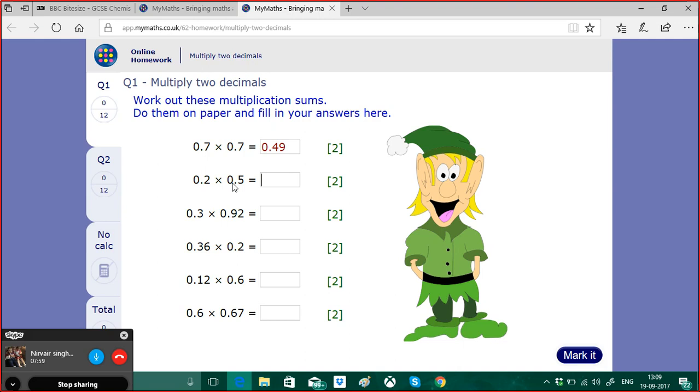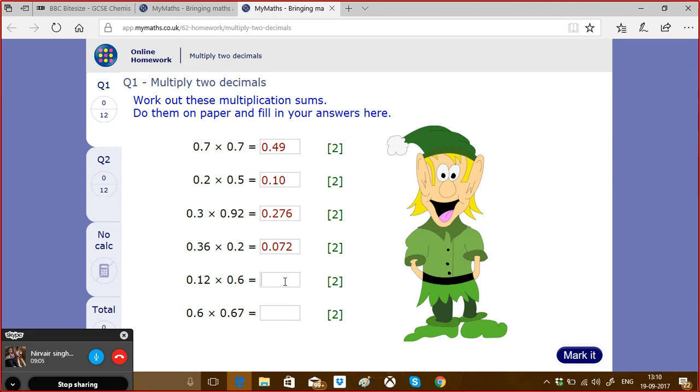1.225. Yeah, you can multiply that and then tell me your answer. Zero point one zero. You can also write there. 0.3 times 0.92. 0.276. 0.276. Next, 0.36 times 0.2. 0.072. Yes, 0.12 times 0.6.